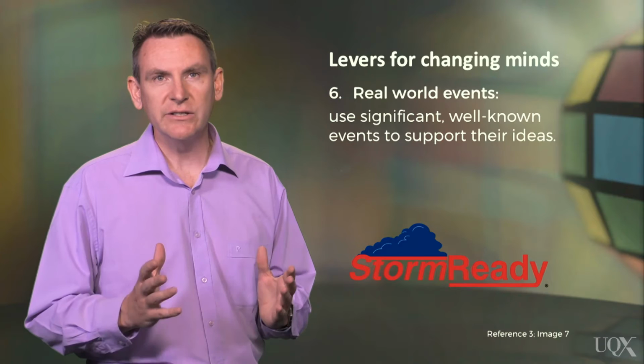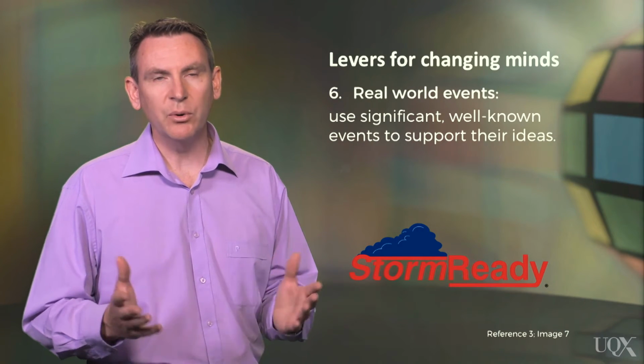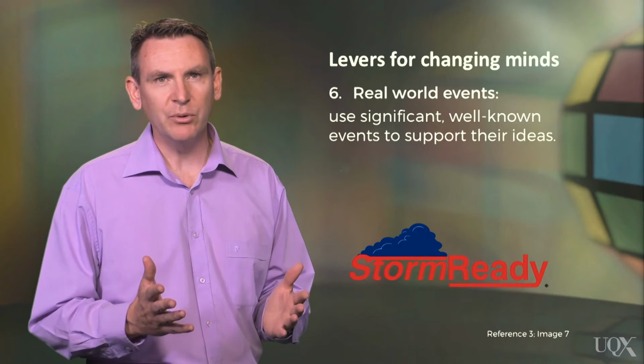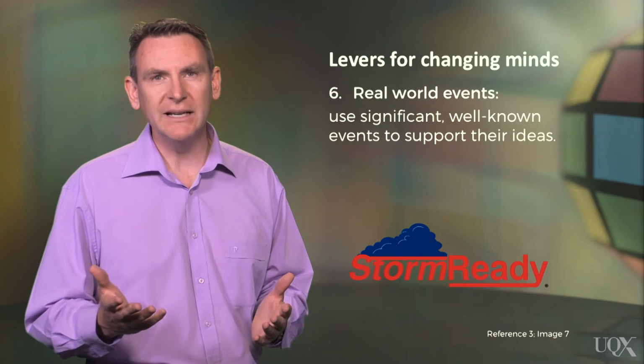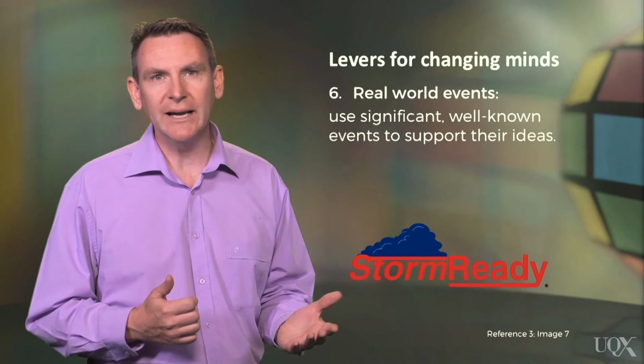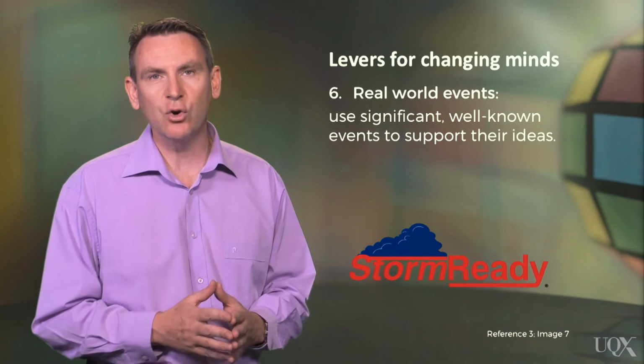Here, a leader uses significant, well-known events to support their ideas. For example, a devastating tropical storm in one part of the world that has captured the media's attention can be used locally to encourage stakeholders to prepare for the coming storm season. The final lever in Gardner's framework is resistances.